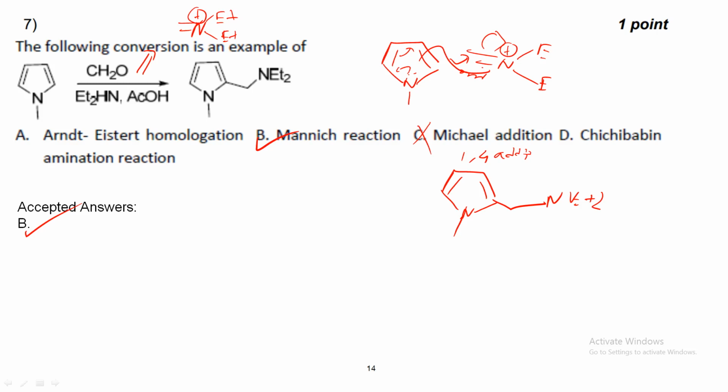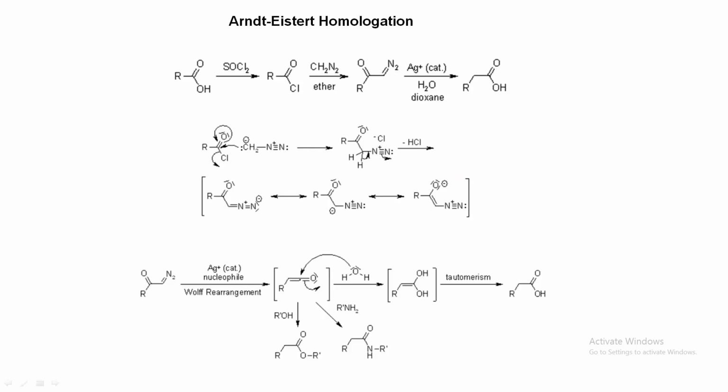So these two I am going to discuss, quite new: the Arndt-Eistert homologation and the Chichibabin amination reaction. So this is the Arndt-Eistert homologation reaction. At first we need to know what homologation is. This is our starting material and this is the product we have got. If we compare these two, you can see one carbon atom is extra over here. So that's how we can homologate, or make one carbon extra, between the functional group and the alkyl moiety.